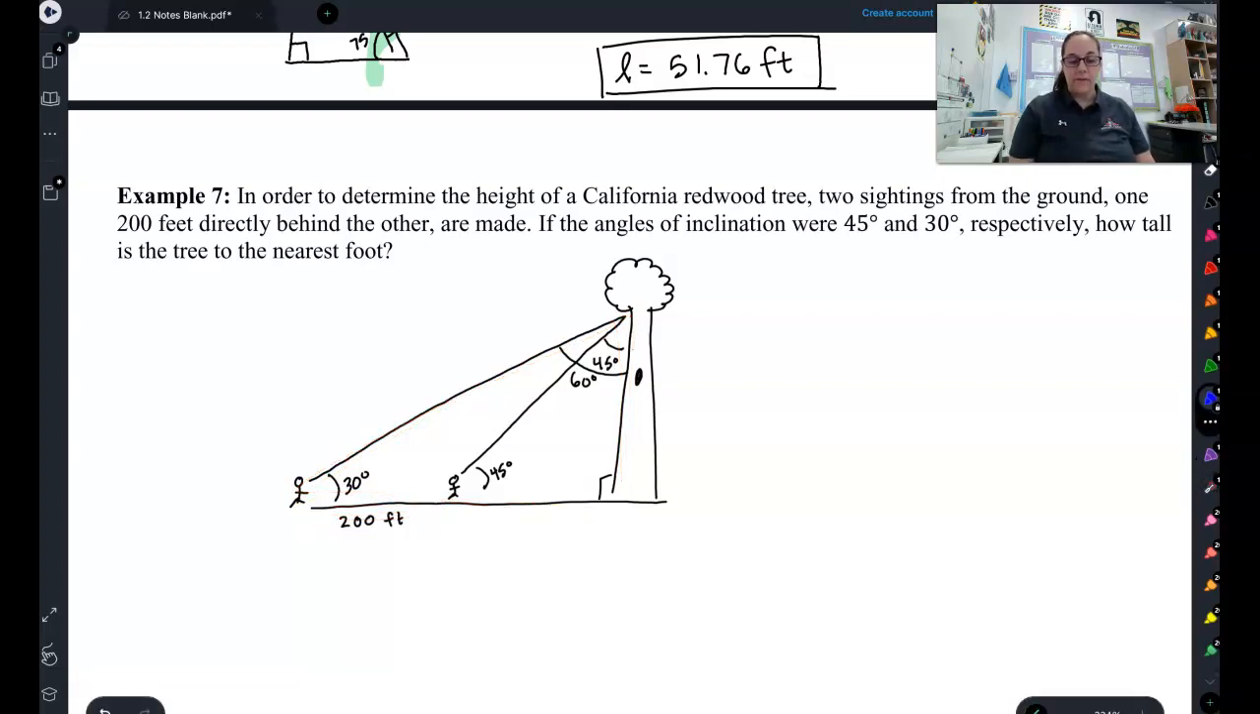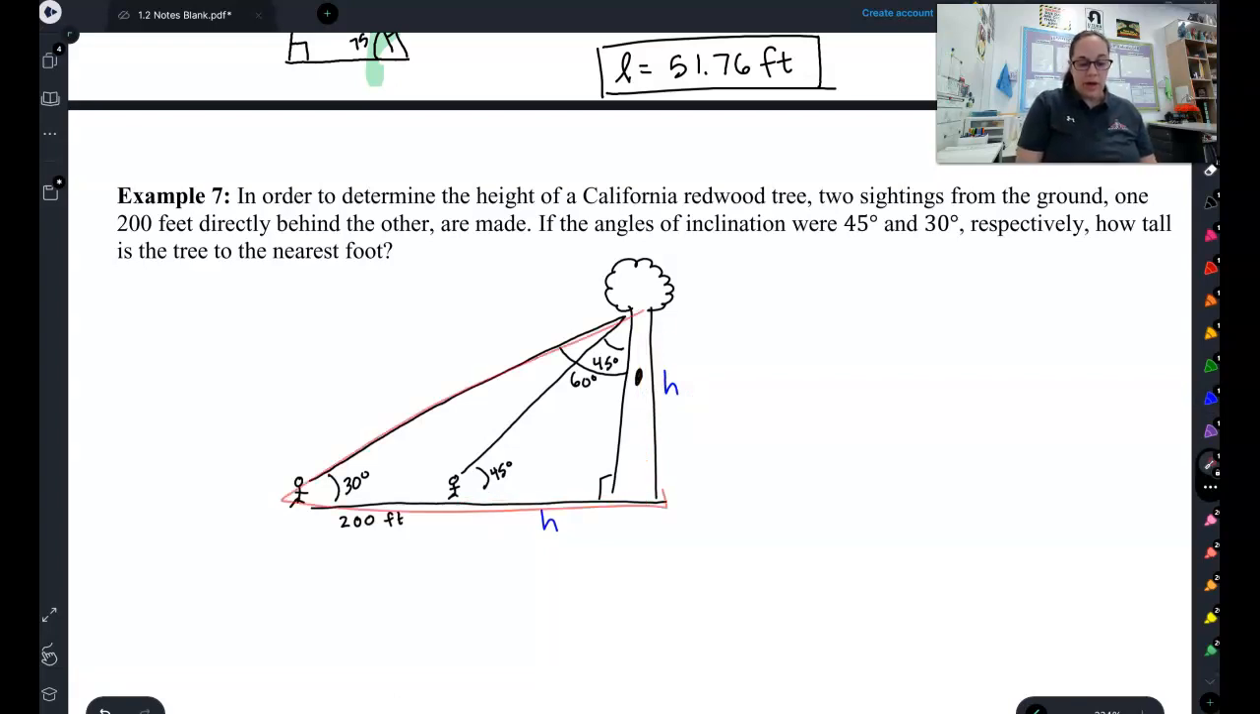Now the thing we're trying to find is the height of this redwood tree to the nearest foot. So the first thing I'm going to do is focus on my 45, 45, 90 and label everything I can about it. So first off, if this is H, then I know that this side will also be H because of the isosceles property of the 45, 45, 90. These 2 sides are going to be the same length. So I know this is H, this is H.